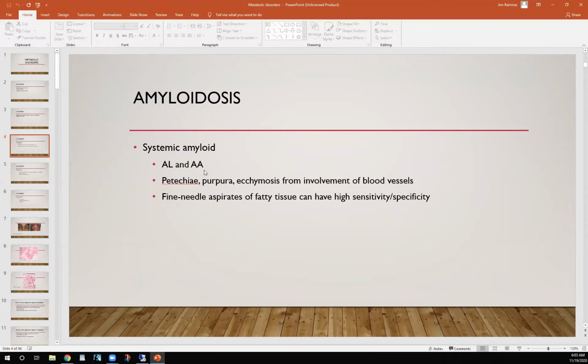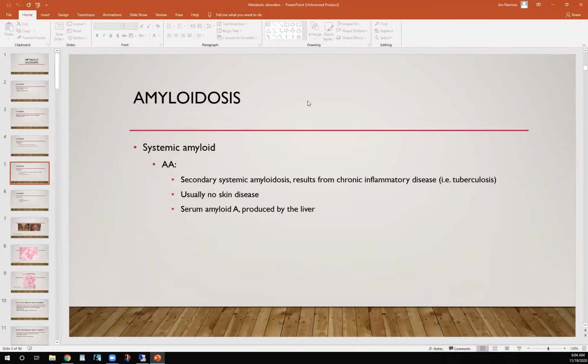So systemically, we have two types. We have the AL and the AA amyloid, and clinically, we all know that this can present with petechiae, purpura, ecchymosis, and this all comes from involvement of blood vessels. Amyloid preferentially involves blood vessel walls, and it can cause weakening and eventual hemorrhage, and that's where you get the pinch purpura. If in doubt, you can do fine needle aspirates of fatty tissue, which has actually a very high sensitivity and specificity.